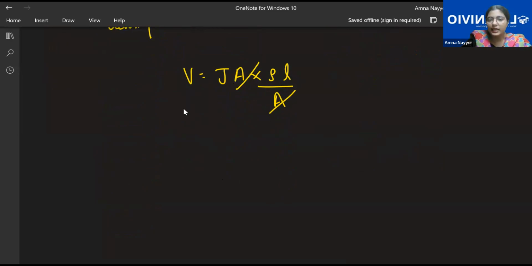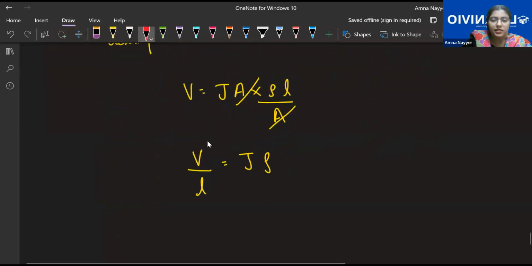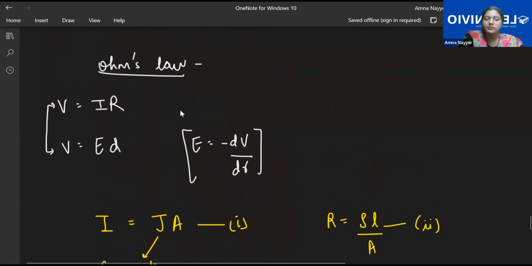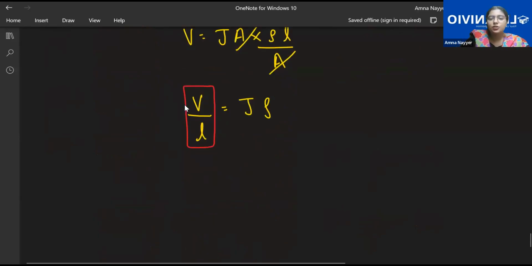Now see, if I bring potential here and length here, what will I be left with? J into rho. And what did we study? What is V by L, class? We've just studied this. What is this V by L? Ma'am, resistance. No, not resistance. I discussed it, recall all of you. What is it? Potential by length will be electric field. Okay, V is equal to ED. That's what I have written here. I have written D here, here I have taken it as L. So this is electric field.